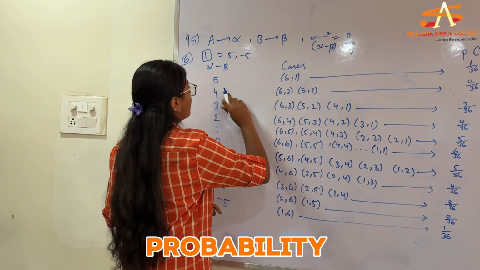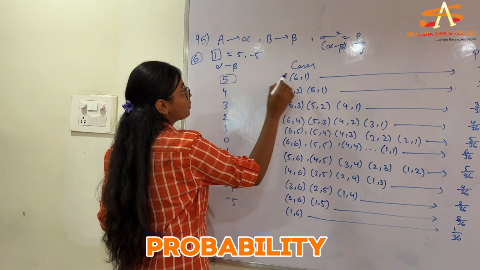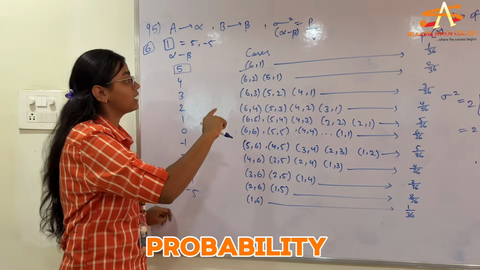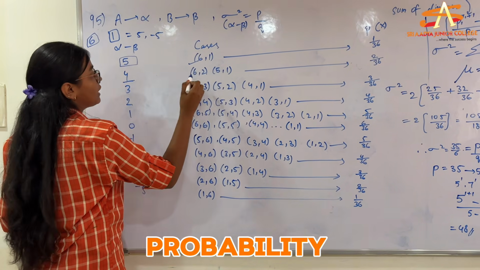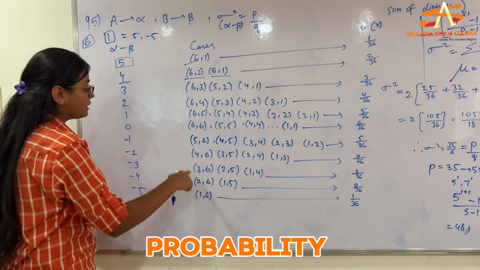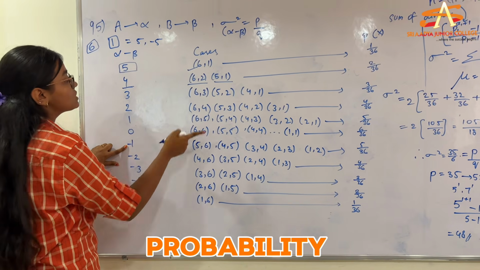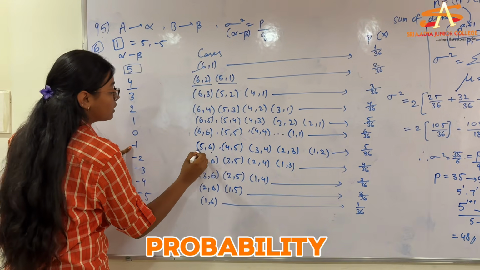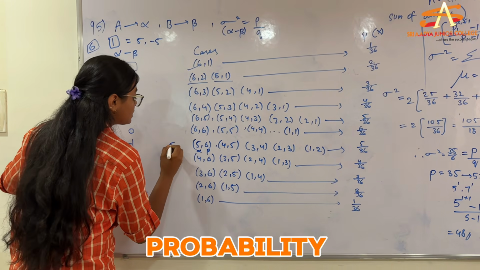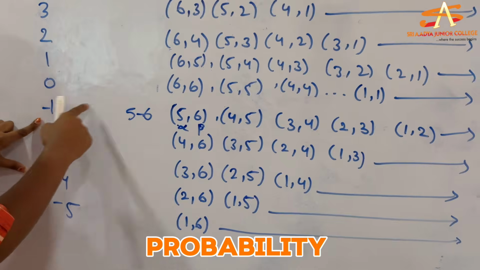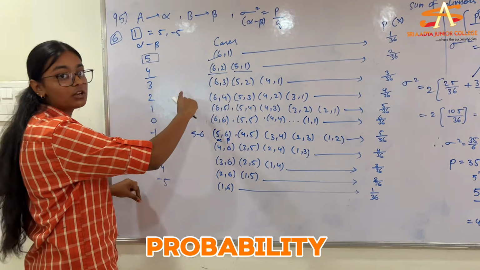So for the cases where we get the difference as 5, we only have one case, that is 6 minus 1. For difference 4 we have 6 and 2, and 5 and 1. If we take the cases where we get 0, it is the same number repeated twice. And for minus 1 we'll take the opposite of 1, that is 5 and 6. So here this is alpha, this is beta, so alpha minus beta, that is 5 minus 6, we'll get minus 1. And so on we have to take all the cases, just the opposite of the before values.